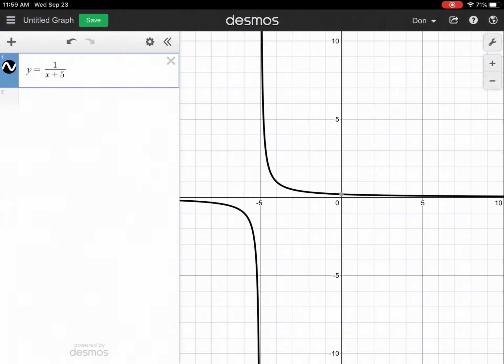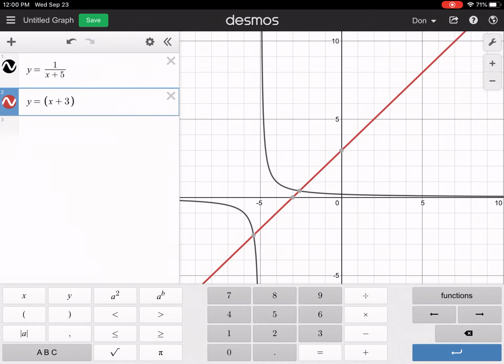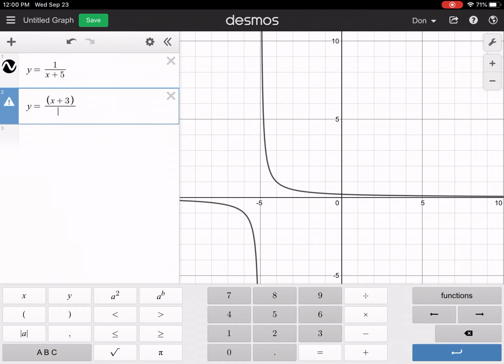Desmos did the same thing, and here's a little tip. Desmos isn't going to recognize this problem. Well, maybe it will. I don't think it will. Let's try graphing the original function, which was y equals (x plus 3) divided by, put brackets around this, (x plus 5) times (x plus 3). That's what it looked like before I factored it and reduced it.